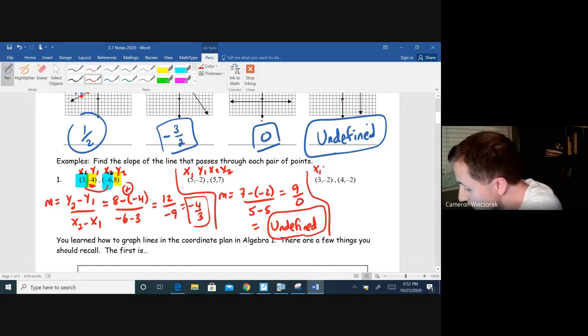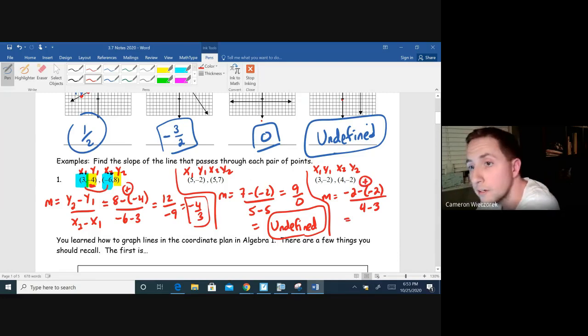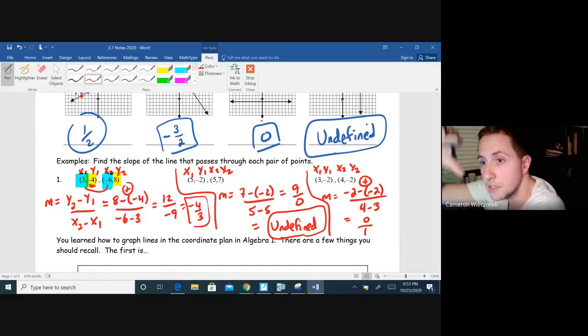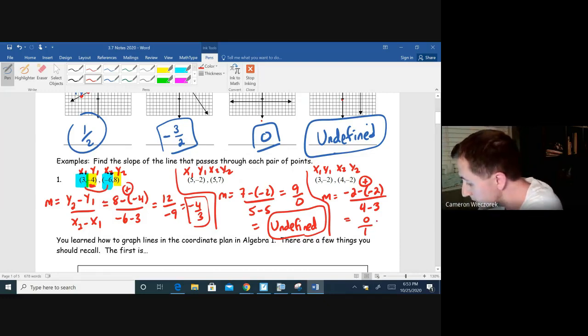Likewise with this one, x1, y1, x2, y2. If I do y2 minus y1, I'm going to get -2 minus -2 divided by 4 minus 3. In the numerator, it turns into a positive, and it's 0 divided by 1. 0 in the numerator is a good thing. 0 in the denominator is a bad thing. If you divide 0 by any number, it's going to come out to 0. So that tells me this one is a horizontal line.